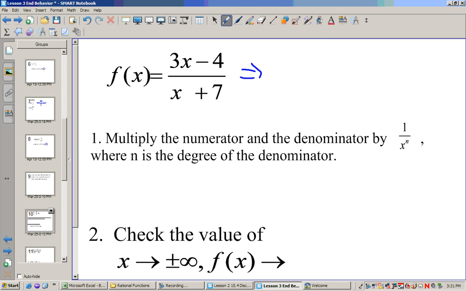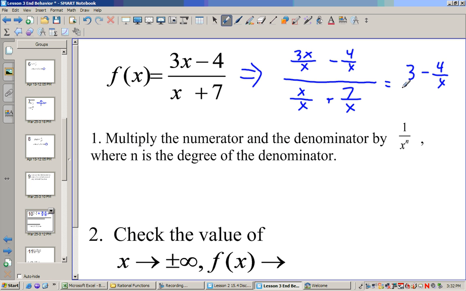So this is 3x over x minus 4 over x, all over x divided by x plus 7 over x. Now this becomes 3, because x divided by x cancels out, minus 4 over x. And this becomes 1 plus 7 over x.